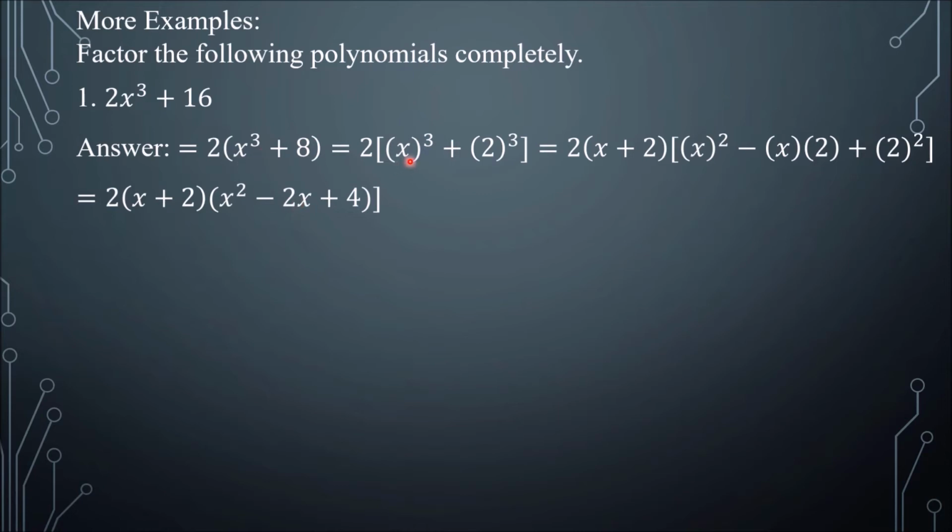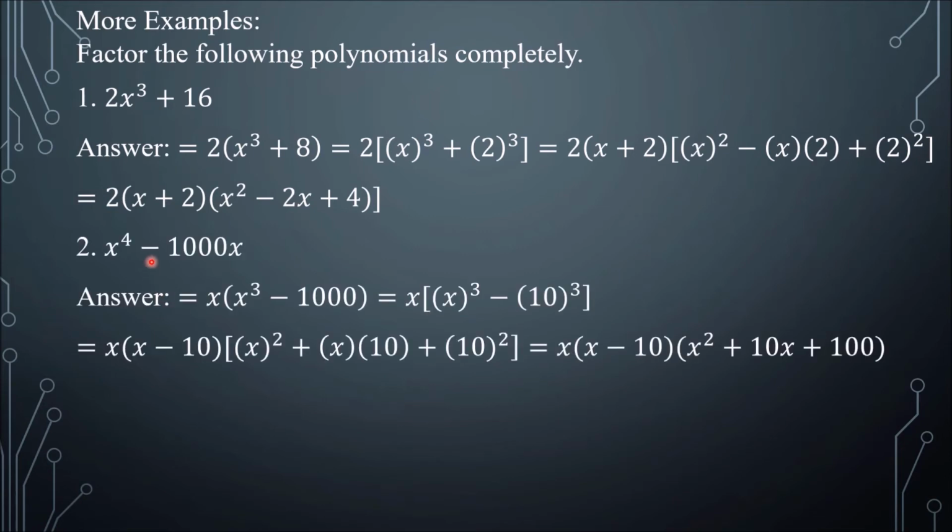So x cubed is x cubed, 8 is 2 cubed. Now following form number 1, or the first form, we have 2 times x plus 2, that's a plus b. And then x squared, because this is plus, so this is minus. So minus x times 2, and then 2 squared. So 2 times x plus 2 times x squared minus 2x plus 4. 4 came from 2 squared.